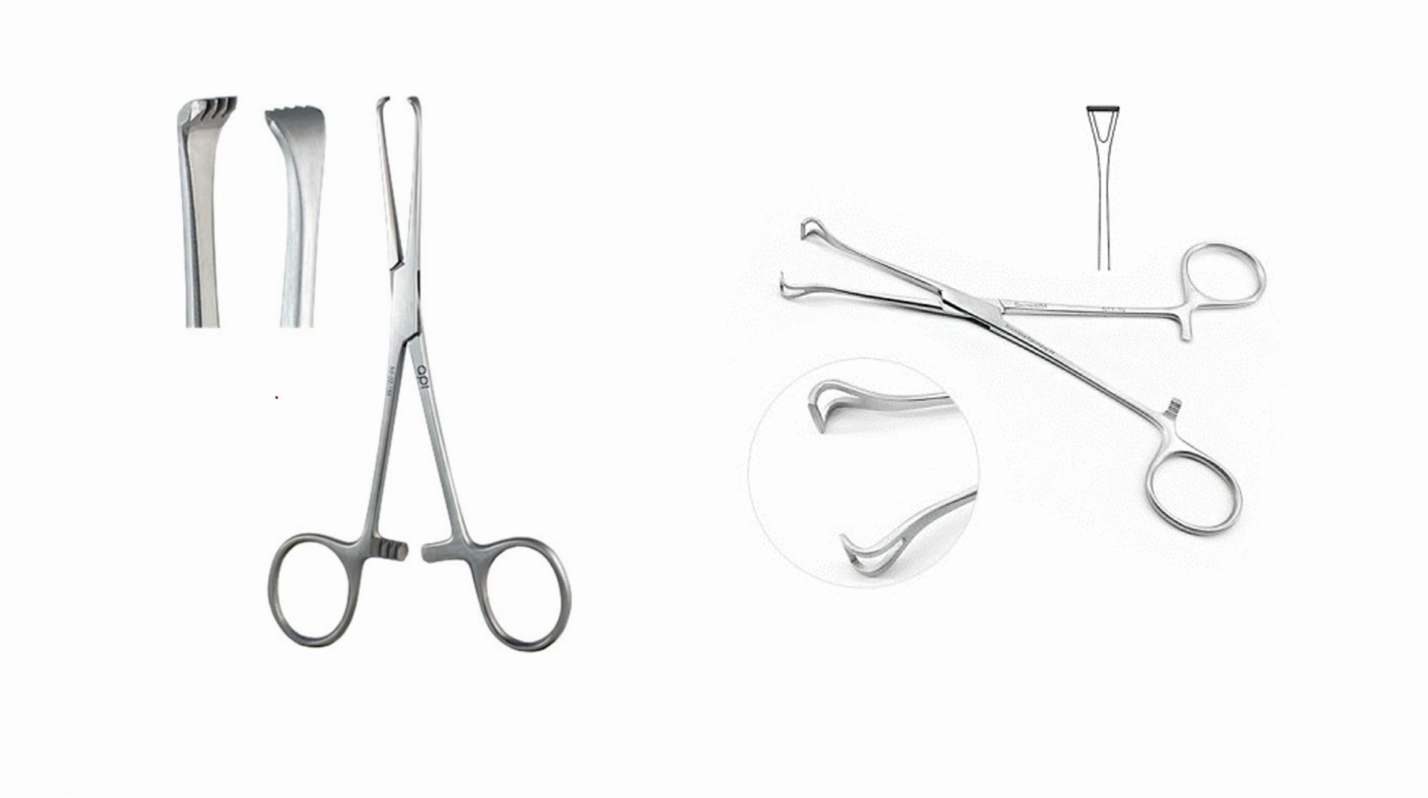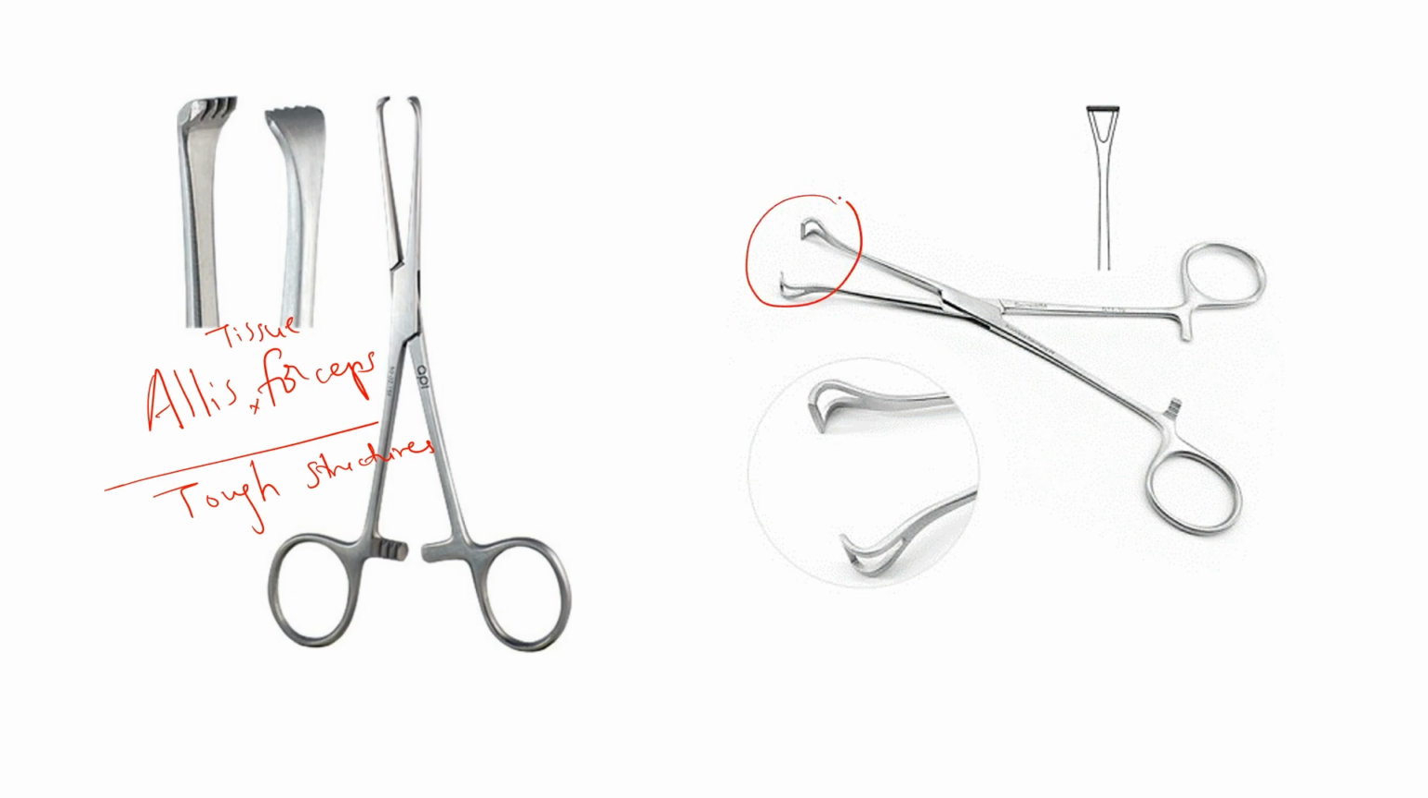Now, let's say, for example, during the operation, we hold certain tissues. To hold any tough structures, we use this instrument. This is your Allis tissue forceps, usually commonly used for tough structures, for example rectus sheath or any fascia like that. Whereas you can see this is your Babcock's forceps. Again, this is Babcock's tissue forceps.